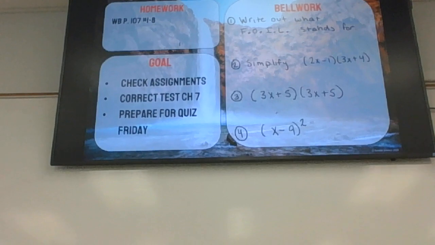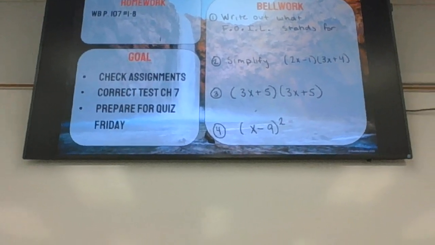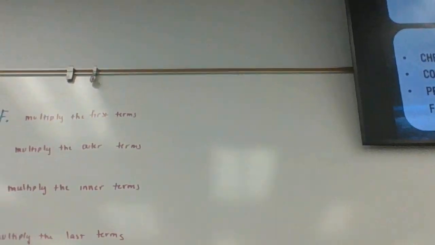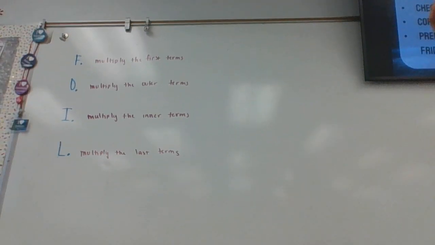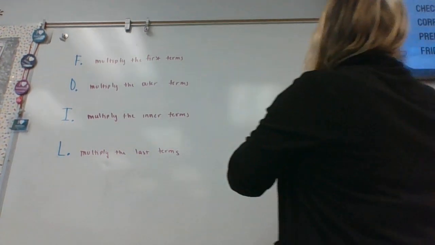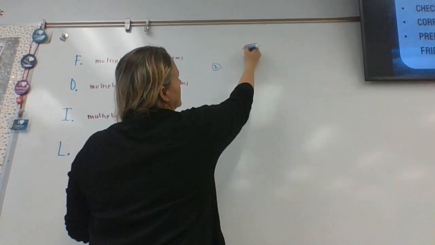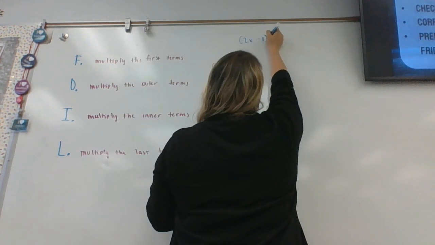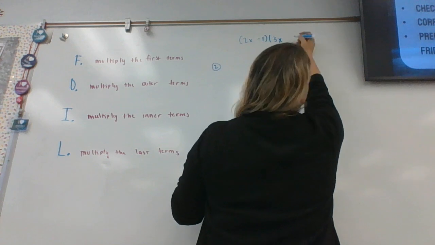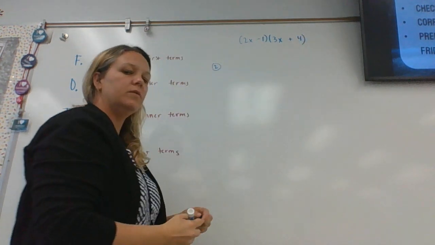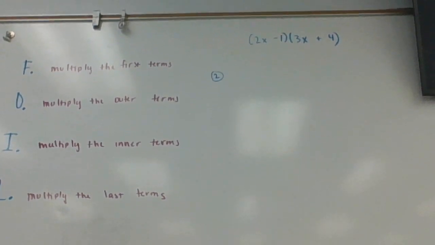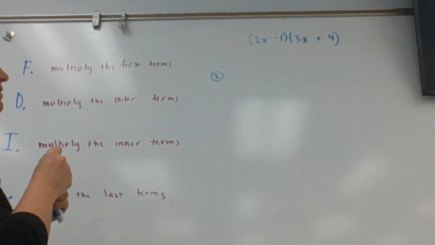Alright, so let's do FOIL on number 1 and 2, and then we can talk about, I'm sorry, 2 and 3, and then we can talk about number 4. Okay. So it's 2x minus 1 times 3x plus 4. Janelle, what would be considered the first terms in this binomial times a binomial? What are the first terms, Janelle?